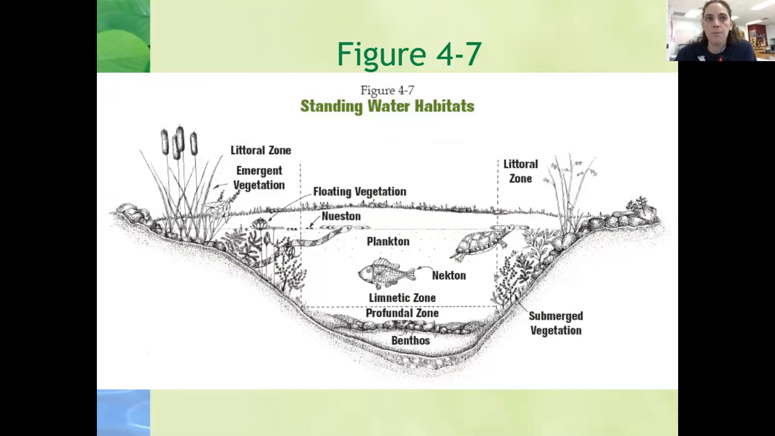The littoral zone is here on the edges where we have plants that are rooted in the soil. Some of them come out, some of them are totally submerged, but there's enough light reaching all the way down to the bottom for photosynthesis.